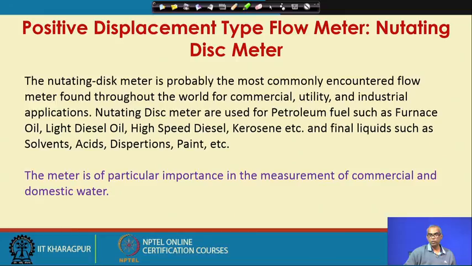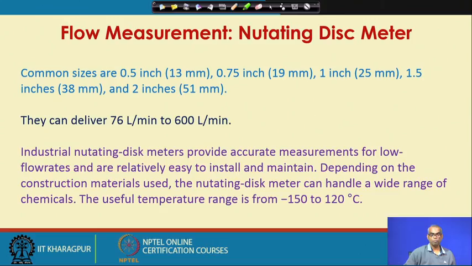Nutating disk meters are used for petroleum fuel such as furnace oil, light diesel oil, high speed diesel, kerosene, etc., and fine liquids such as solvents, acid, dispersants, paints, etc. The meter is of particular importance in the measurement of commercial and domestic water.